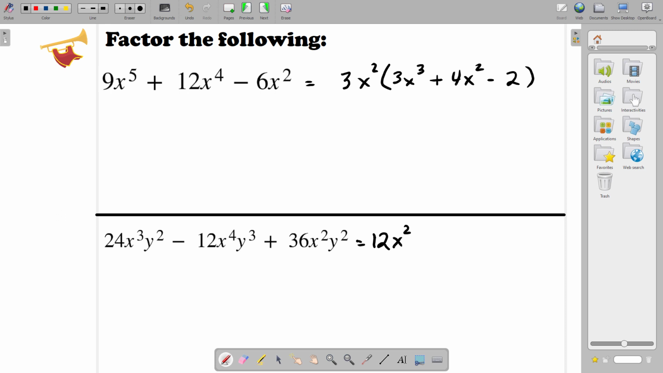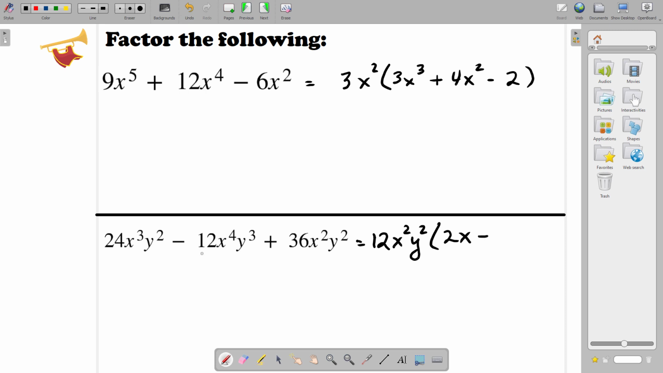The most I could take out of all three of those terms is an x squared. I have a y squared, a y cubed, and a y squared. So the most I can take out is y squared. So if I divide this first term by 12x squared y squared, I get 2. 12 times 2 is 24. If we divide out an x squared from x cubed, we're left with an x. And if we divide out the y squares, they completely divide out, and we're left with just 2x. 12x squared y squared multiplied by 2x is 24x cubed y squared.